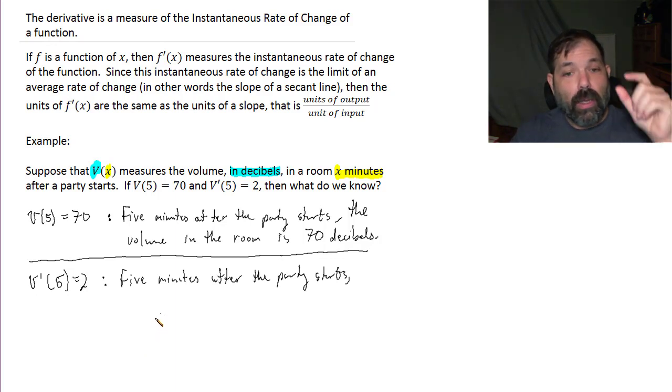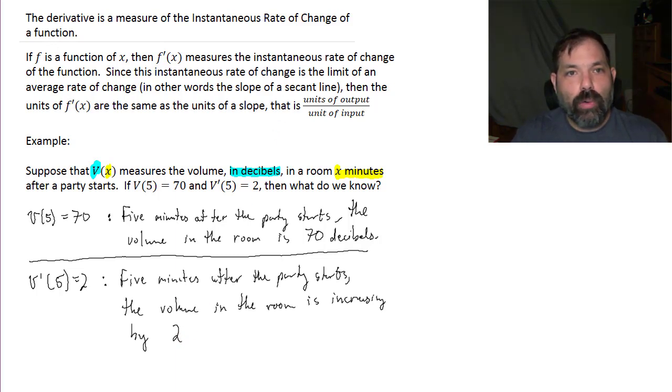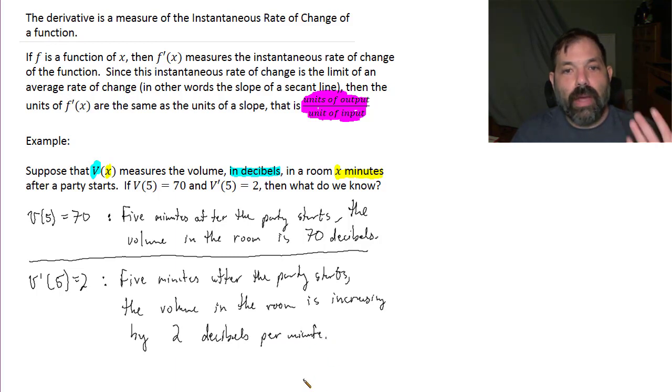So that's telling me that the volume in the room is increasing by 2. Now, how do we use the 2? 2 what? Units of output per unit of input. It's a slope. Slope has units, units of output divided by units of input. So then, at 5 minutes after the party starts, the volume in the room is increasing by 2 decibels per minute. Unit of output over unit of input, 2 decibels per minute.